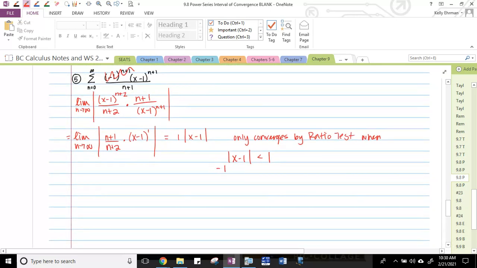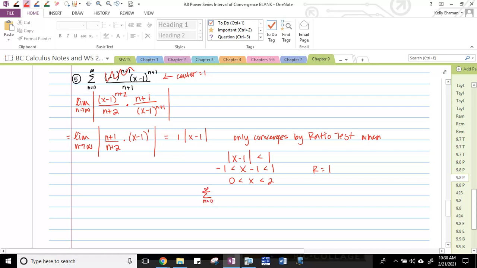This means that x minus 1 could be anything between negative 1 and 1. There's your radius of convergence right there. Radius of convergence is 1 because the center is 1. All right, and then solving for the actual interval, if I add 1, I get 2 to 0. I can't answer the interval of convergence yet because I have to check those two values.